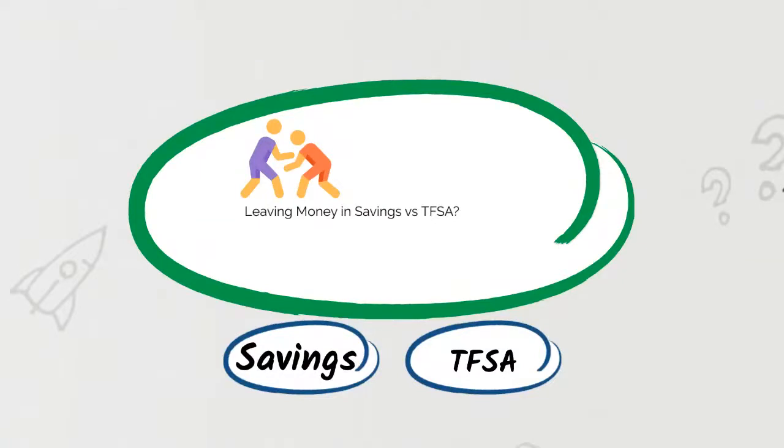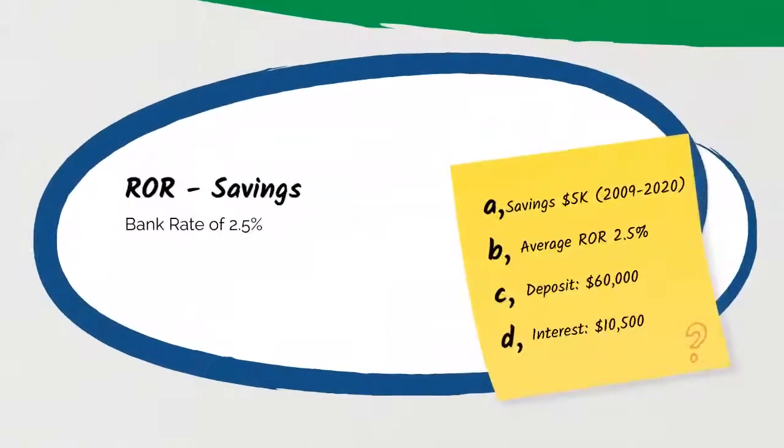Ring of the bell, ding, ding, ding. So they go head to head, and let's check it out. If you were to put in $5,000 each year from 2009 to 2020, and you continue to earn the 2.5%, let's say the bank was generous and said, okay, we'll maintain the teaser rate, you would earn approximately $10,500 in interest on your $60,000 deposit.